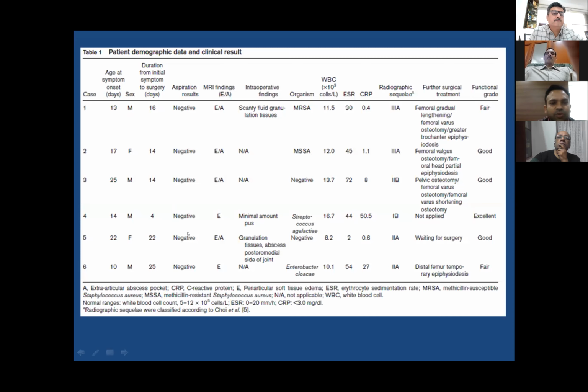These are the demographic data of the 6 kids. All have negative aspirate, and out of these, 4 were having extra-articular abscess pockets. Among these 6 kids, 4 ended up requiring another reconstructive surgical procedure like femoral lengthening, femoral varus osteotomy, epiphysiodesis, femoral valgus osteotomy, or pelvic osteotomy.